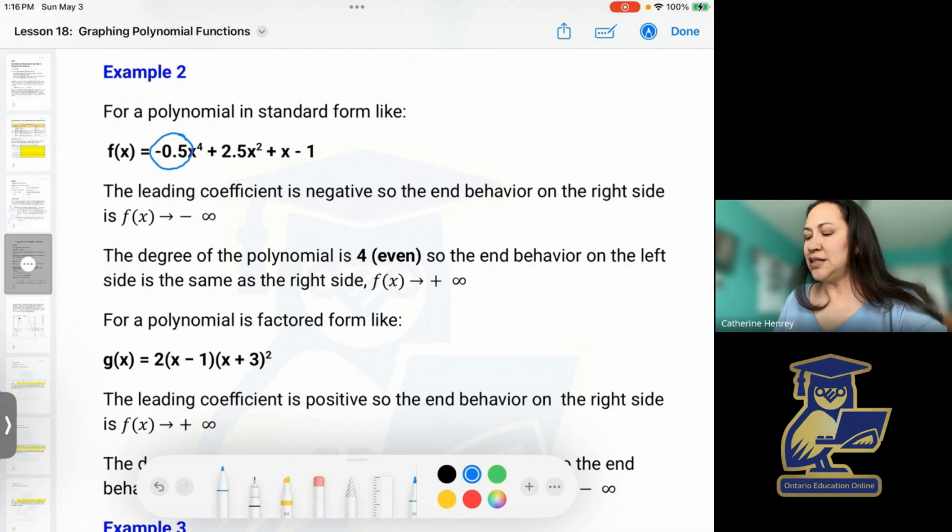And so since it's negative, this describes the end behavior on the right side of your graph. So as you're going towards the right, the graph is coming down. The degree of the polynomial is 4. That's the exponent. And that's even, so the end behavior on the left is the same as on the right side. And actually, this should be a negative.